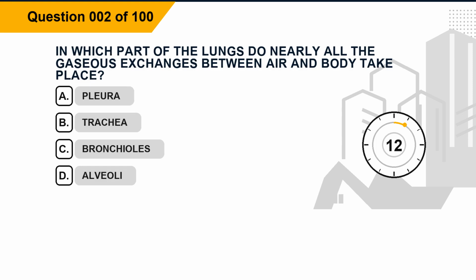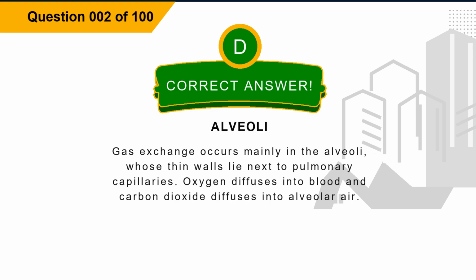Question 2. In which part of the lungs do nearly all the gaseous exchanges between air and body take place? Option A. Pleura. Option B. Trachea. Option C. Bronchioles. Option D. Alveoli. The correct answer is option D.